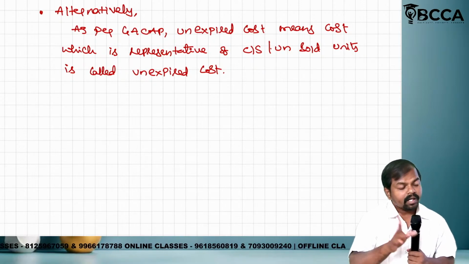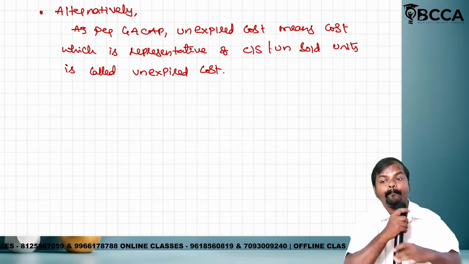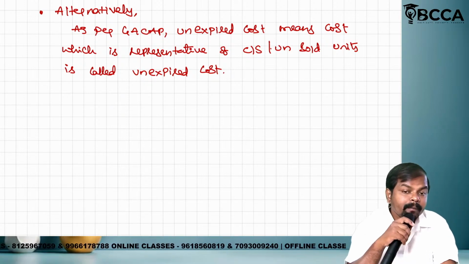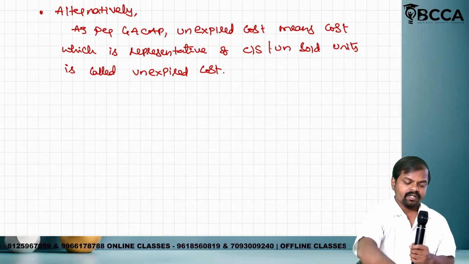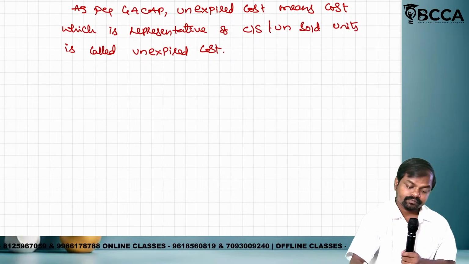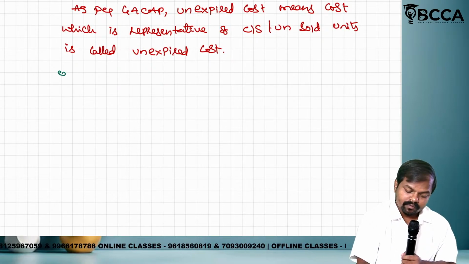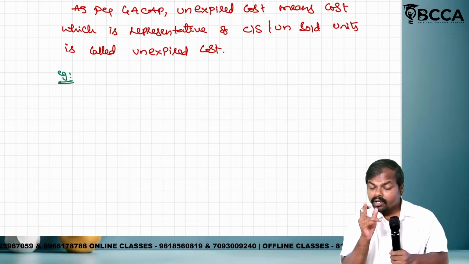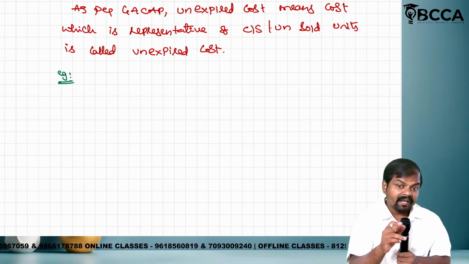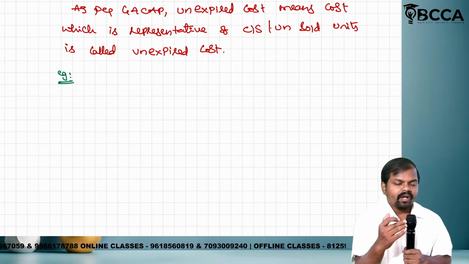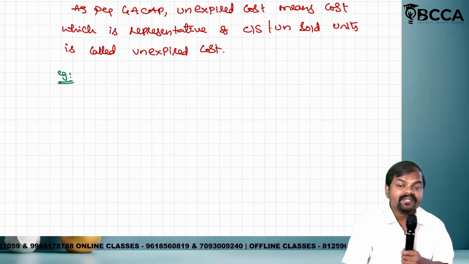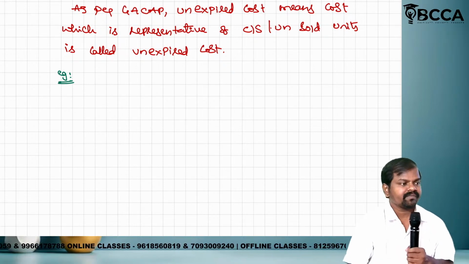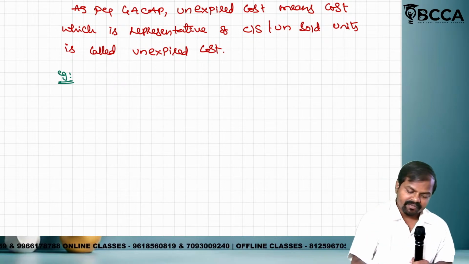Okay. Now time to learn product cost and period cost. Listen carefully. We will take one example. If you remember the previous example, the profit was wrong because the matching principle was violated. Is it right? Now listen carefully.